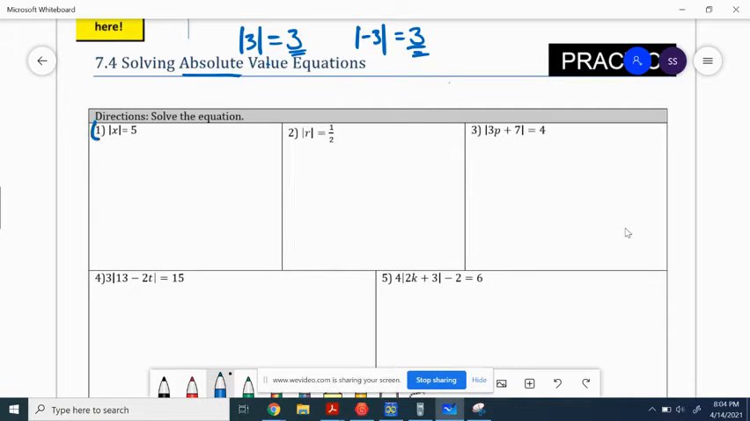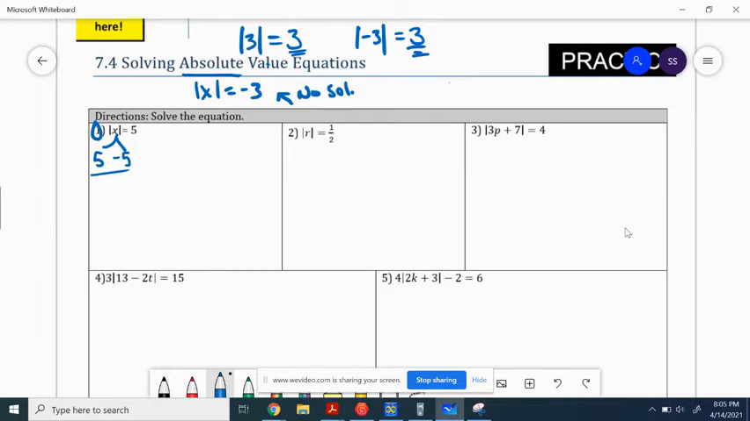So for number 1, what are the possible values of x? Well, what could come out of these absolute value bars as positive 5? I know 5 could, and also negative 5 could. So with absolute value equations, either you're going to have no solution, like the one we already had, that would be no solution, that's your answer, or you're going to have two answers.